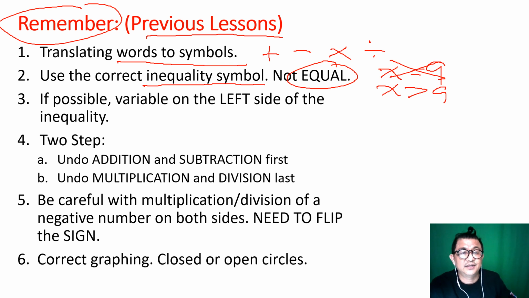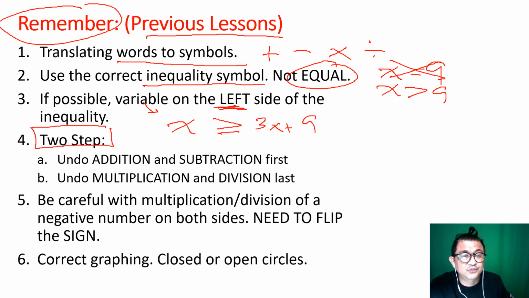All right? What else? If possible, leave the x, the variable, on the left side. We want the x on the left side, so it's easy to interpret the inequality. 3x plus 9, for example. Why is it called two-step? Because you will always do the addition and subtraction first. Remember, to undo it when you want to solve for x. And the multiplication division will be the last. Okay?